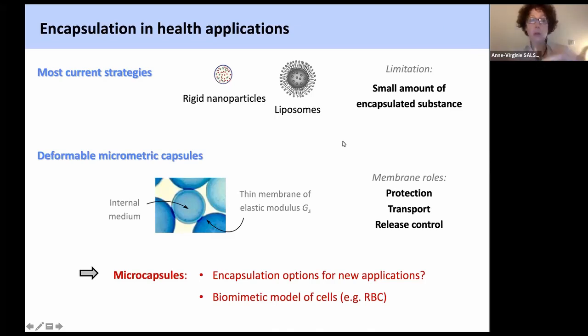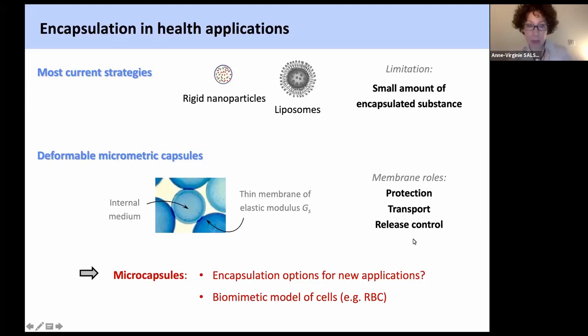The objective would be to try to use deformable micrometric capsules. These capsules will be huge compared to the existing strategies. They will be made of a membrane, so there is the need to have a membrane that is thick enough to protect the inner core, but still deformable so that the product can go through and be delivered to the right place. So the membrane has a triple role: a role of protection, a role of transport, because the whole object needs to be transported to the targeted location in the body, and the need to control the release.